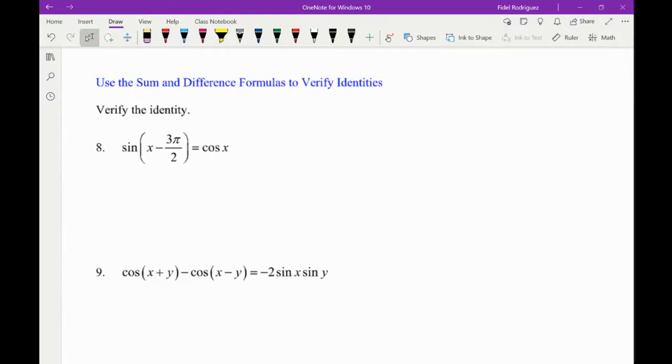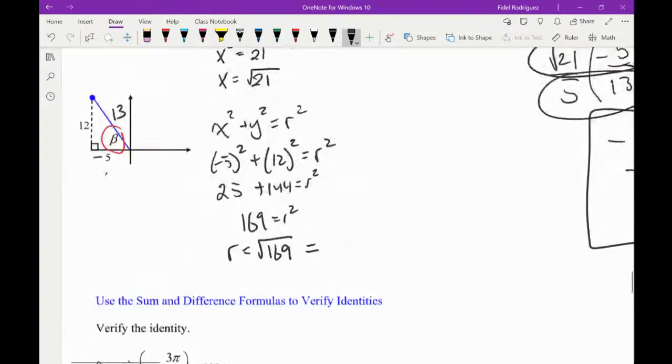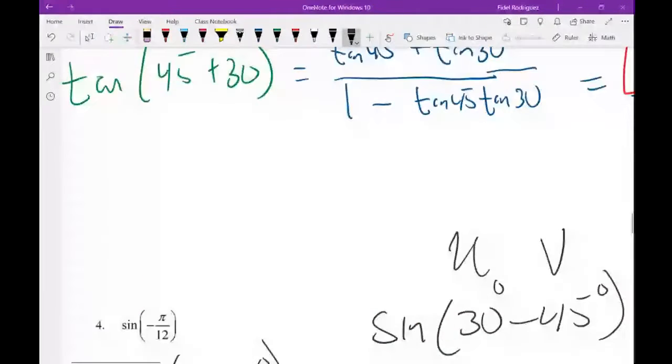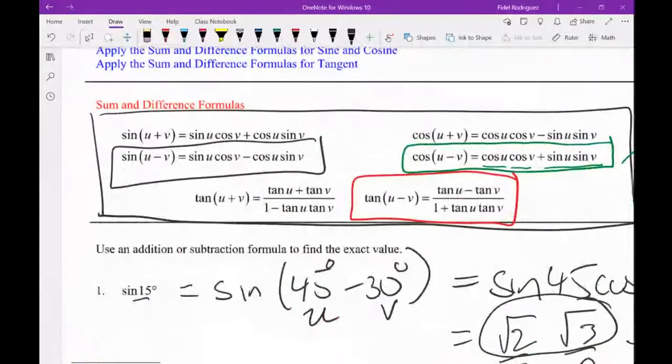So look what we have here. We have the sine of x minus 3 pi over 2. Okay, so guys, obviously here, I'm going to use this formula, sine of u minus v, because it says x minus 3 pi over 2, right? What's the sine of u minus v? Let me make sure I know it. Sine of u minus v is sine of u cosine v minus cosine u sine v. So really all I'm going to do here is just use that in doing my problem.